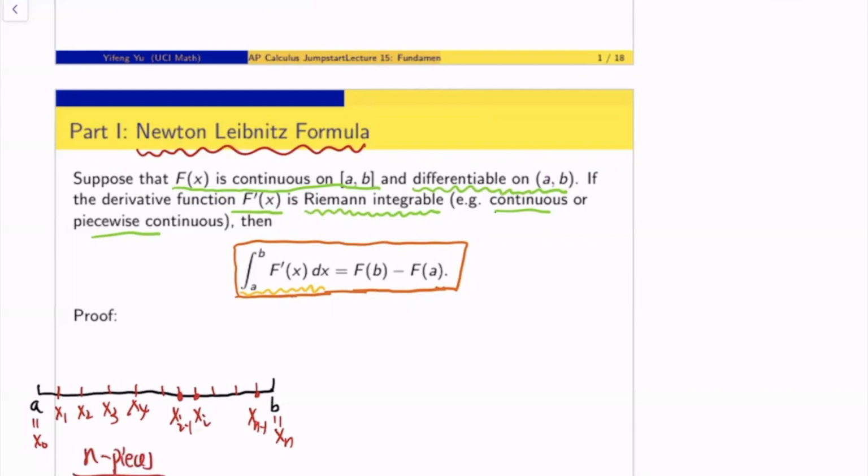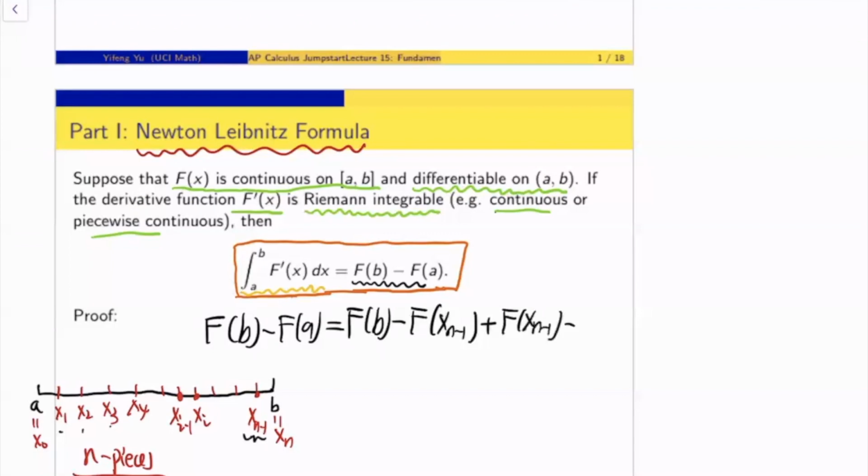Now let's write f(b) minus f(a). We are going to insert the values x1 up to x(n-1) into the difference. So we write f(b) minus f(a) equals, now I insert those values, f(b) minus the one before it, which is f(x(n-1)). And then we plug this one back.